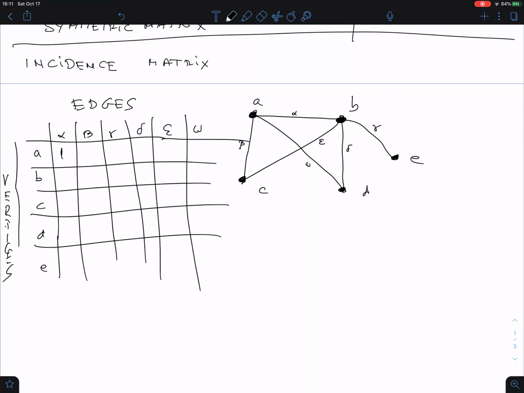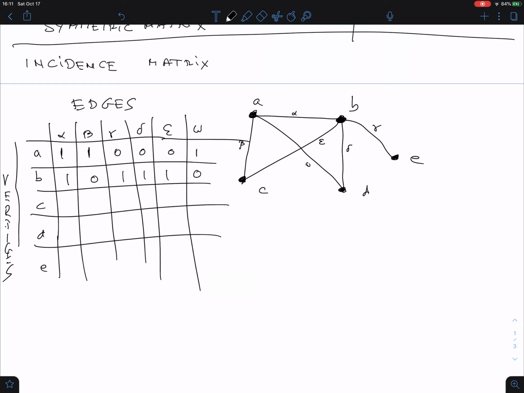Is A a vertex of beta? Yes, a 1. Is A an endpoint of gamma? No. In fact, it's no longer the case. No for delta, no for epsilon, and yes for omega. Sorry, I forgot omega. Yes. Okay, and now we can do B. It's more systematic if you just go through the edges that go through B. So alpha, epsilon, delta, and gamma, and the rest is 0.